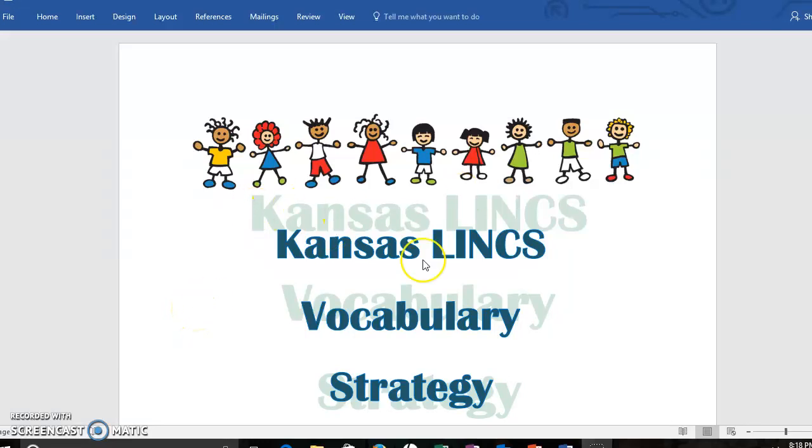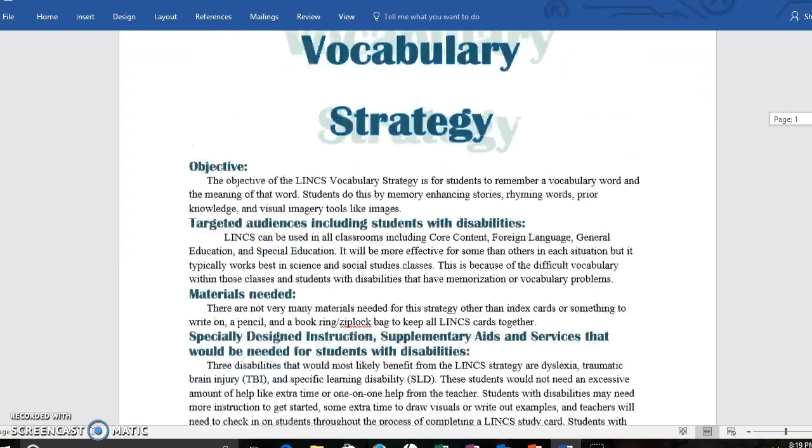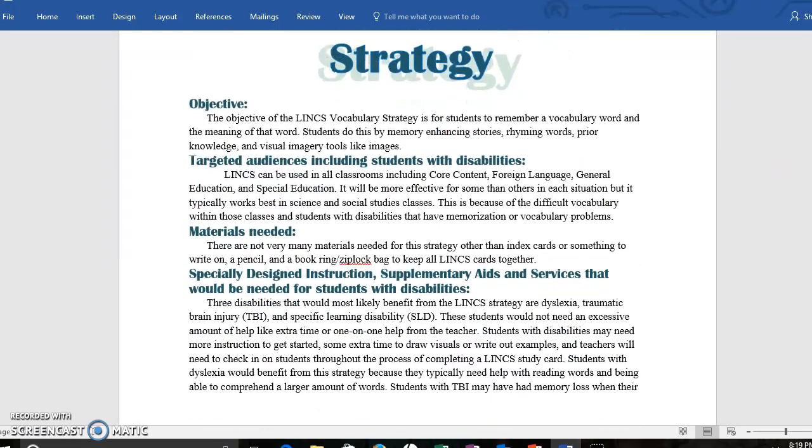The strategy that I chose for the best practices presentation is the Kansas Links vocabulary strategy. The objective of this strategy is for students to remember a vocabulary word and the meaning of that word. Students do this by memory-enhancing stories, rhyming words, prior knowledge, and visual imagery tools like images. Links can be used in all classrooms, including core content, foreign language, general education, and even special ed.